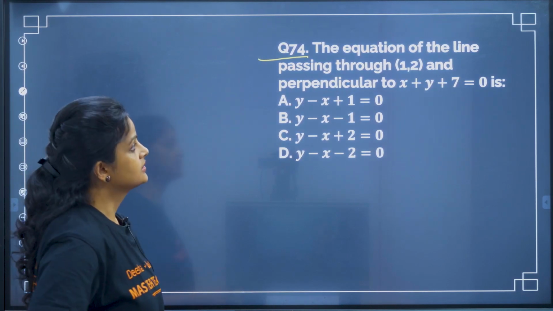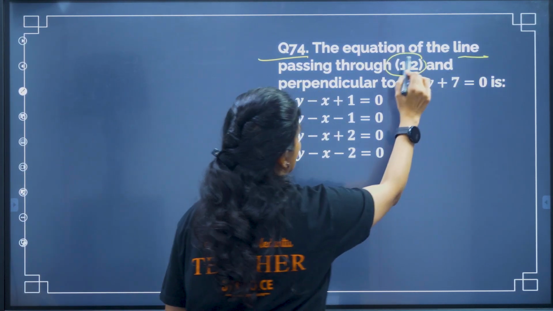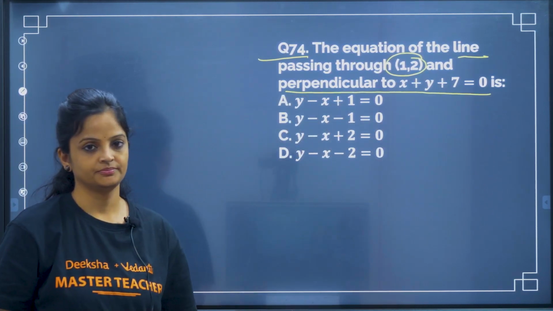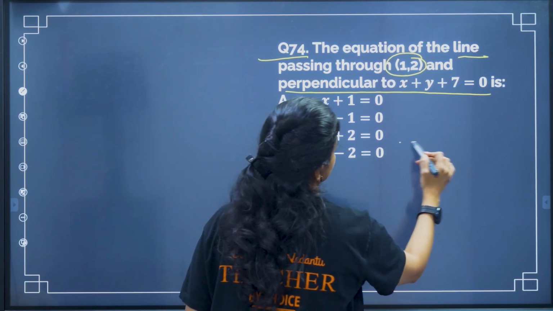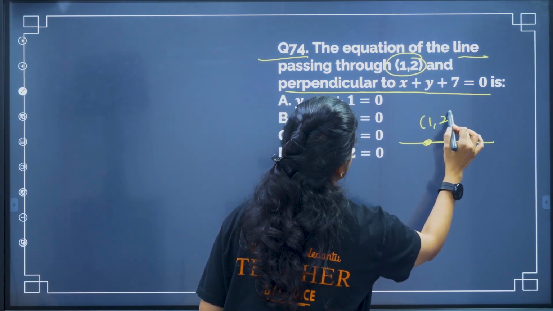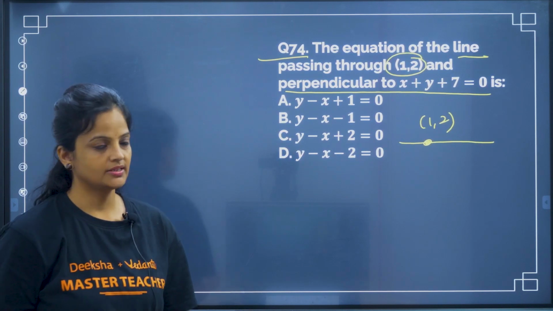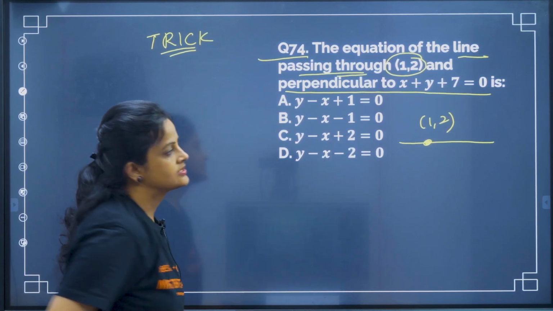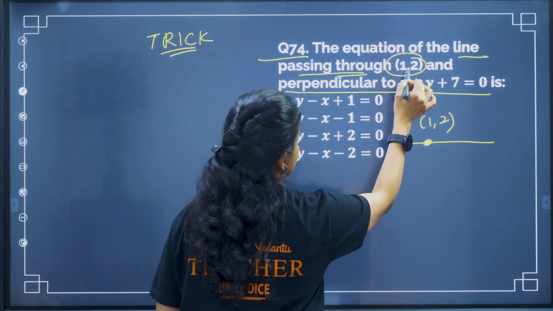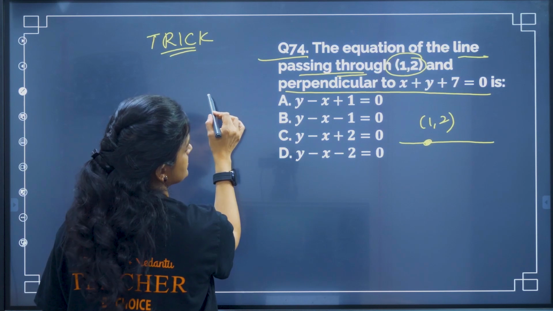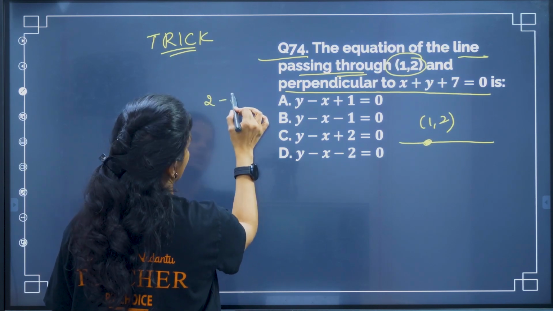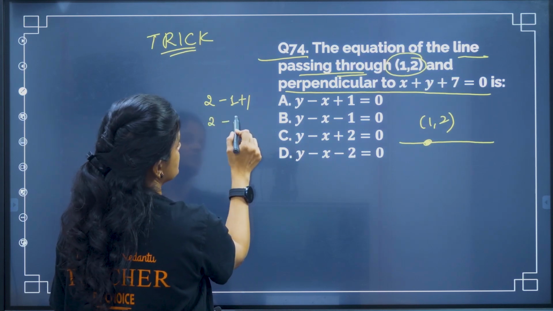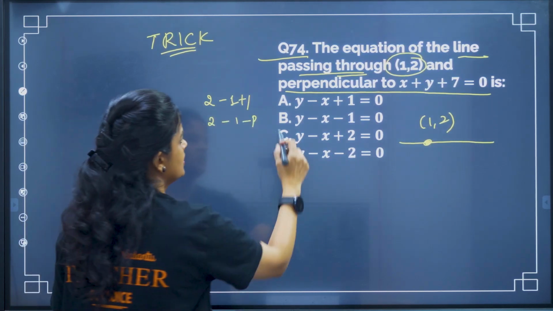The equation of the line passing through the point, perpendicular to this. Generally what we do is the point whichever is given has to be substituted in the options. This is one of the ways. When the word passing through is there, you see the point and put it in the options. Suppose you put it in this option, 2 minus 1 plus 1 will not give you 0. Put it in the second option, then 2 minus 1 minus 1. Yes, that will give you the answer.